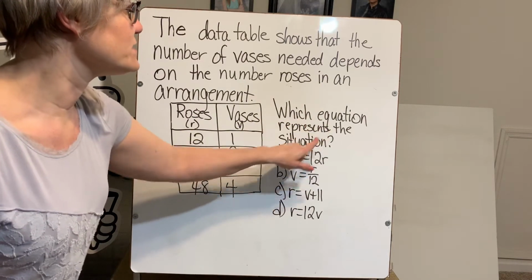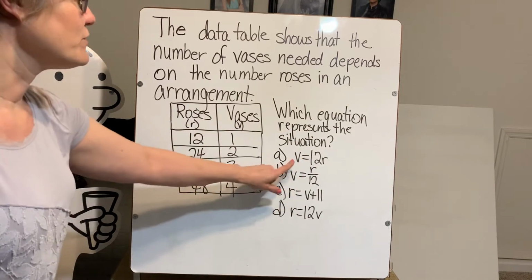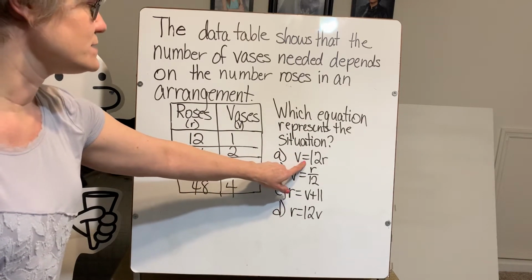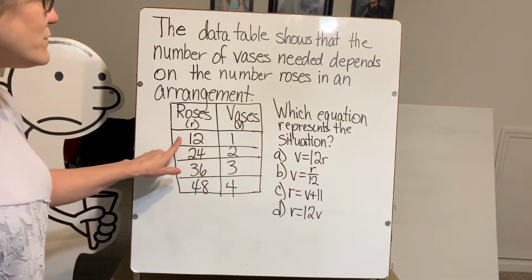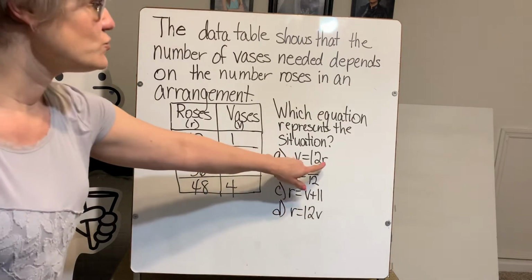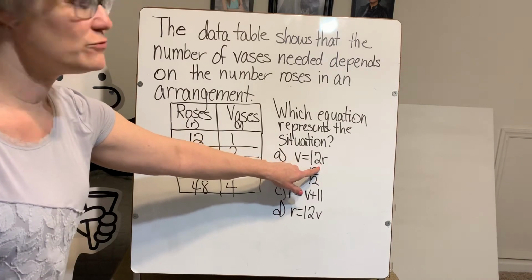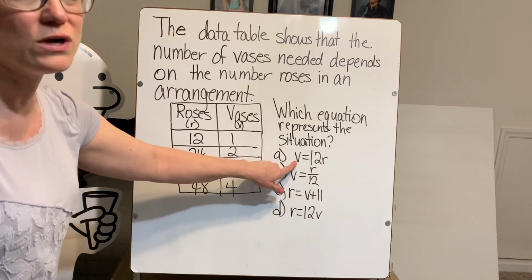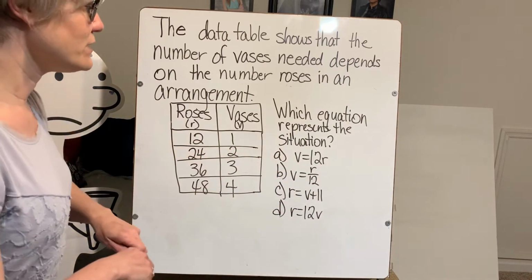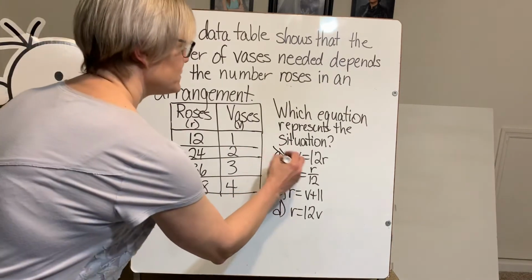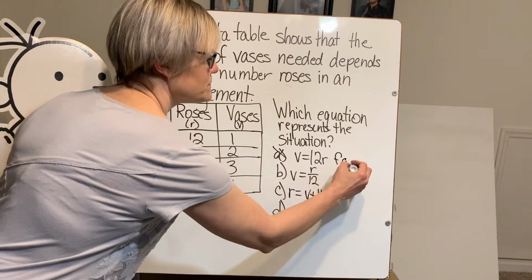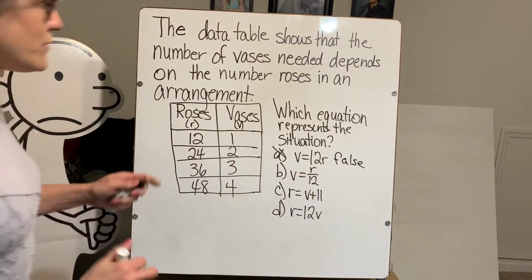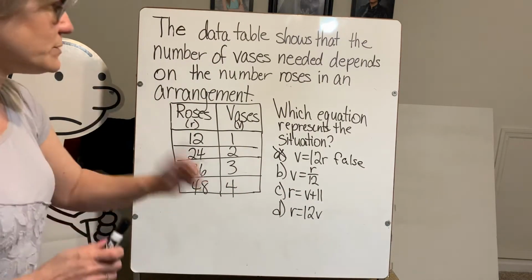Which equation represents the situation? So we've got V, the number of vases, equals 12 times R roses. Well, if I go over here, I've got 12 roses. 12 times 12 I know is 144. That wouldn't equal 1. So right now I know that I can rule this one out. This one is false. All right, so let's go on to equation number 2.